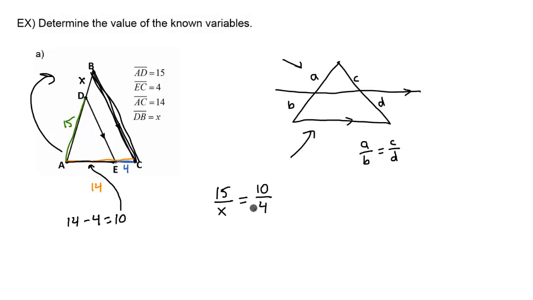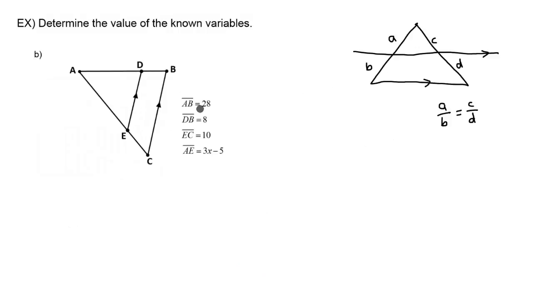And to solve for x, I'd cross multiply. So x times 10 will be 10x. 15 times 4 will be 60. So I divide both sides by 10 to undo the multiplication of 10. And 10 over 10 is just 1 with x. So I'm going to write x down there. And then 60 divided by 10 is 6. So that's going to be my answer there. And remember, we use the side splitter theorem to get that done.